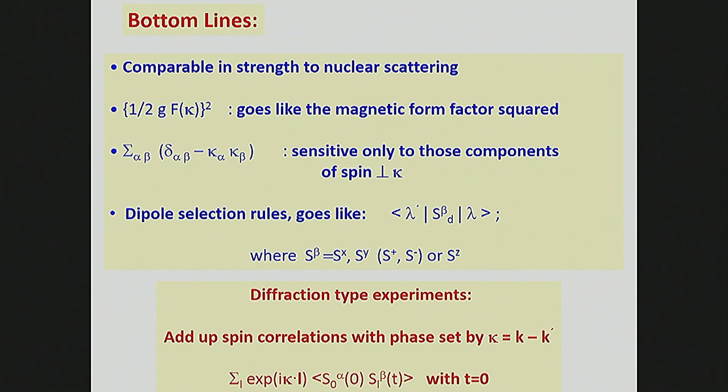So for a diffraction experiment, basically what you're gonna do is add up these spin correlations with a phase that's set by the momentum transfer. It's set by K minus K prime. And you're going to look at a term that looks like this. So you're adding up on each of the sites these types of spin degrees of freedom with a phase that is set by the momentum transfer.